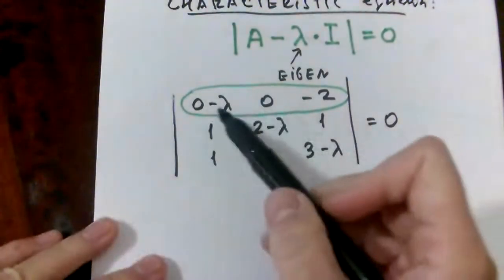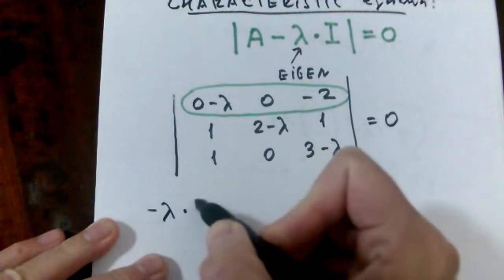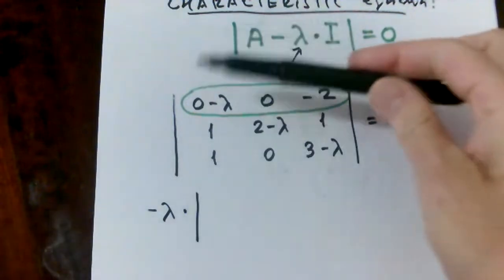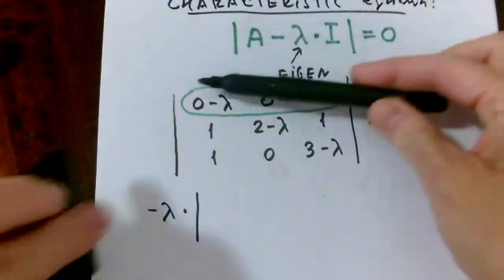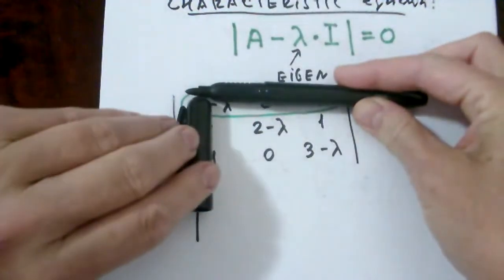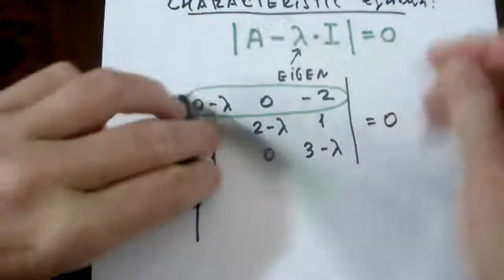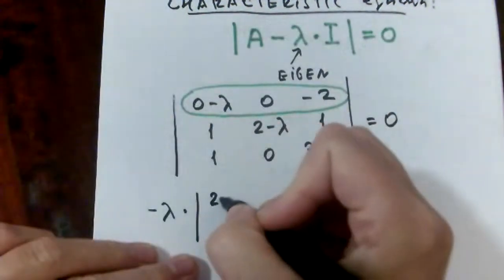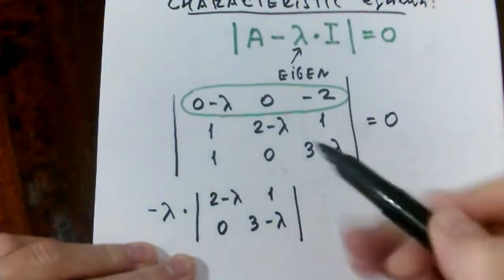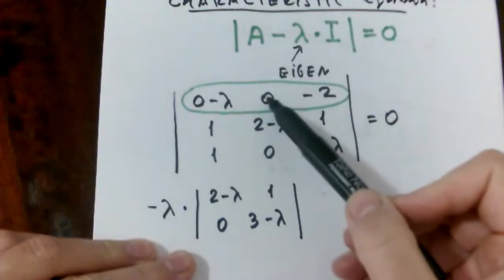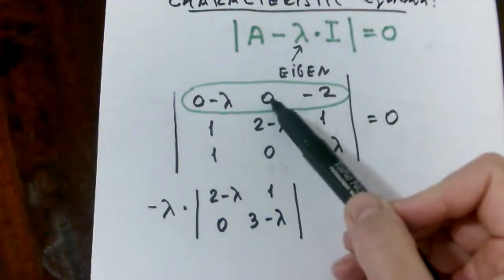Okay, let's start expanding. So the first element in this row is minus lambda times what? We need to cross out the row and column where this element is positioned. So we are crossing out the first row, the first column, and as you can see, we are left with this 2 by 2 matrix. We need its determinant. So let's write it down here: 2 minus lambda, 1, 0, 3 minus lambda.